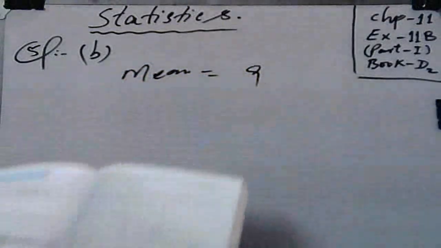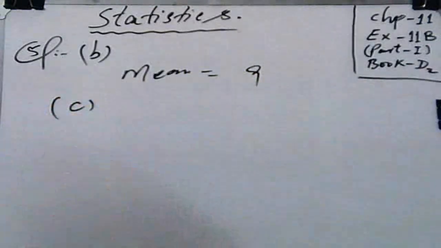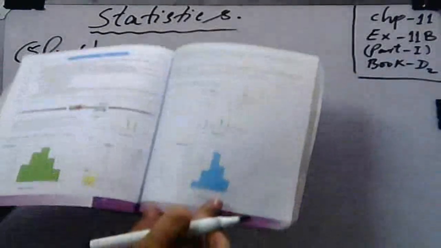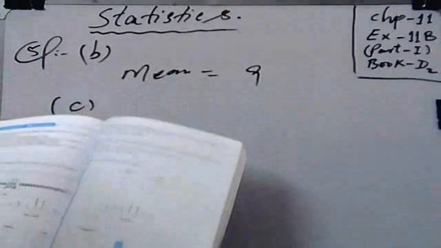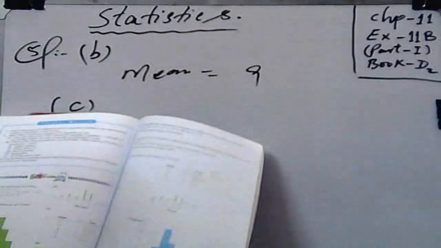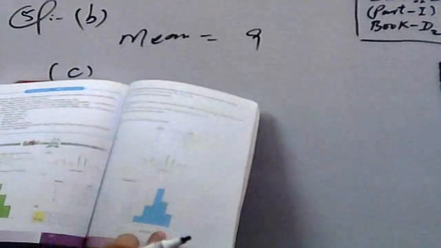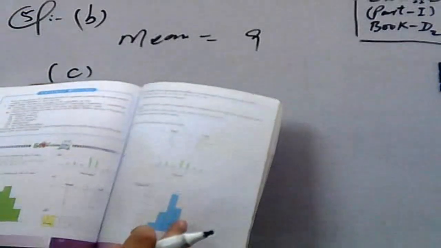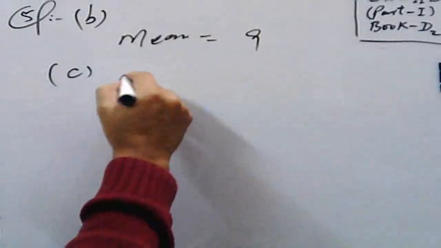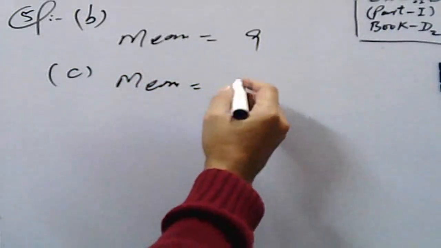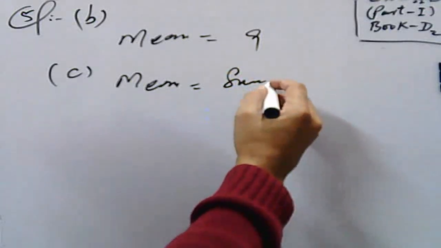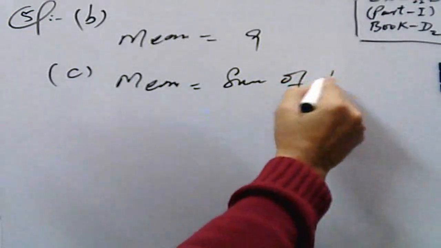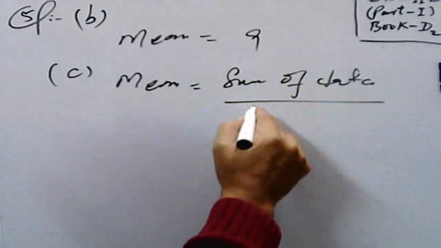Coming to the C part, you can see a different type of tally bar diagram. How can you find its mean? Mean is equal to the sum of data divided by the number of data. Okay, the number of data.